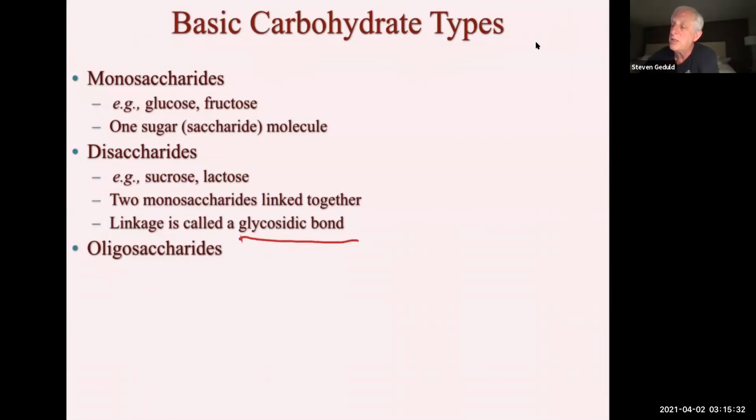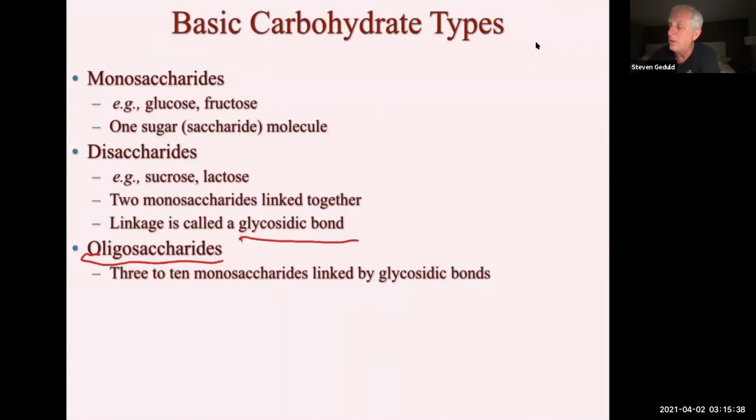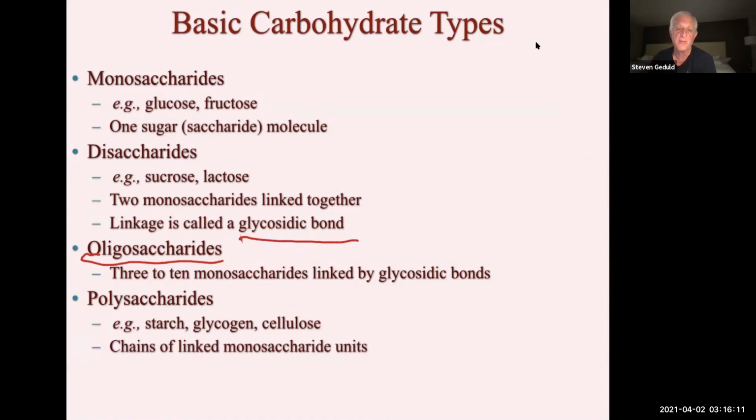Oligosaccharides are 3 to 10 monosaccharides linked together by glycosidic bonds. And polysaccharides are a whole bunch, more than 10: starch, glycogen, cellulose. So you got monosaccharides, which is 1 unit. You got disaccharides, which is 2 units. Oligosaccharides, which is 3 to 10 monosaccharide units linked together by this glycosidic bond. And polysaccharides could be thousands of them linked together, anything greater than 10. Polysaccharides are these long chains of linked monosaccharide units. That's how we store sugar in our body.